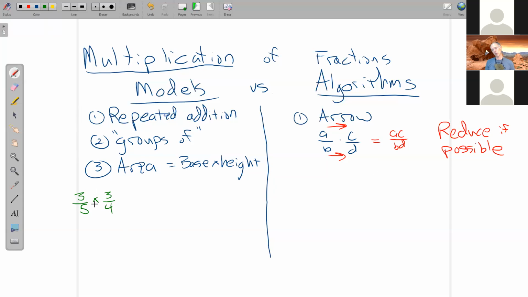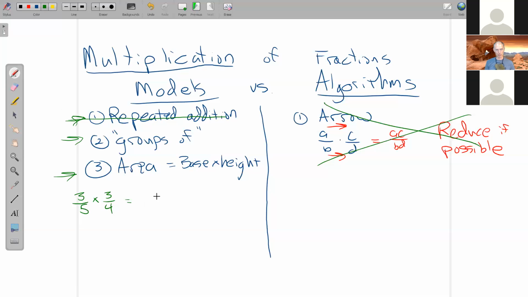So what does it mean to multiply? You could say this is what it means to multiply, and no, that's not what it means to multiply. That's just how to get the job done. That's a machine. It means either repeated addition, or it means groups of, or it means area is base times height. Now, the repeated addition only works if the first number is a whole number, which I don't have here, so that only works some of the time, not this time.